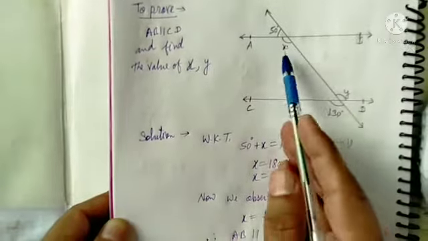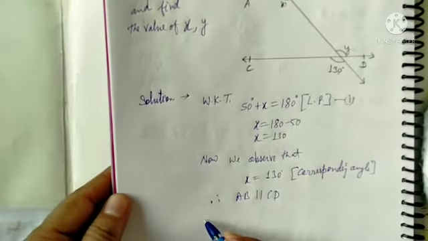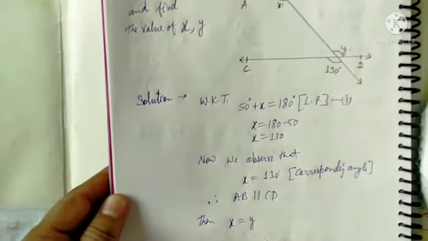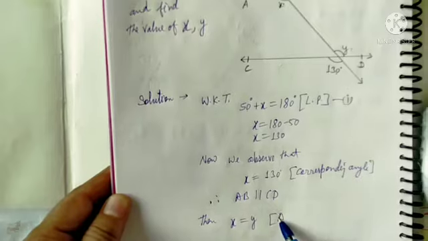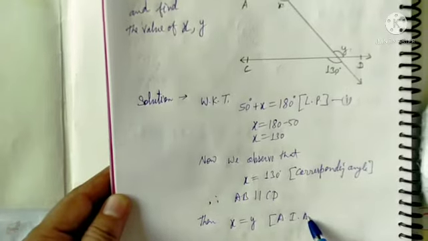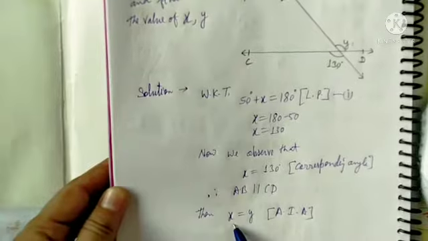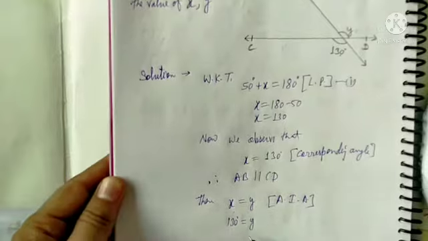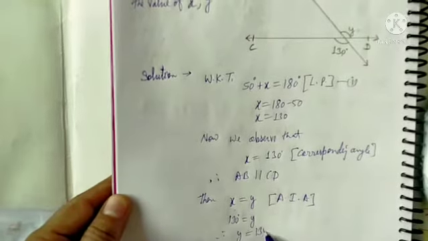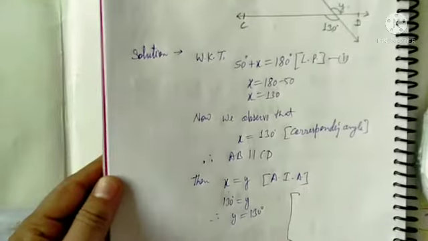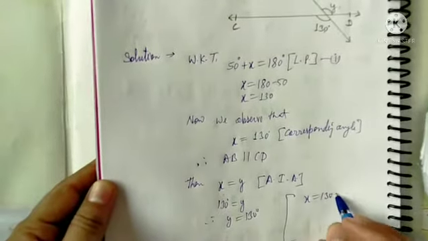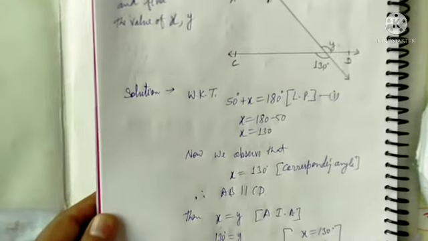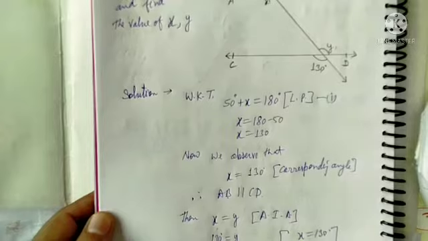And x and y. What is the relation between x and y? You know that angle x is equal to angle y. They are what? Alternate interior angles. And what is the value of x? x is 130. Then 130 degree is equal to y. So therefore y is equal to 130 degree. So we got x is equal to 130, y is equal to 130, and we have proved that AB parallel to CD. So the question is done very easily.